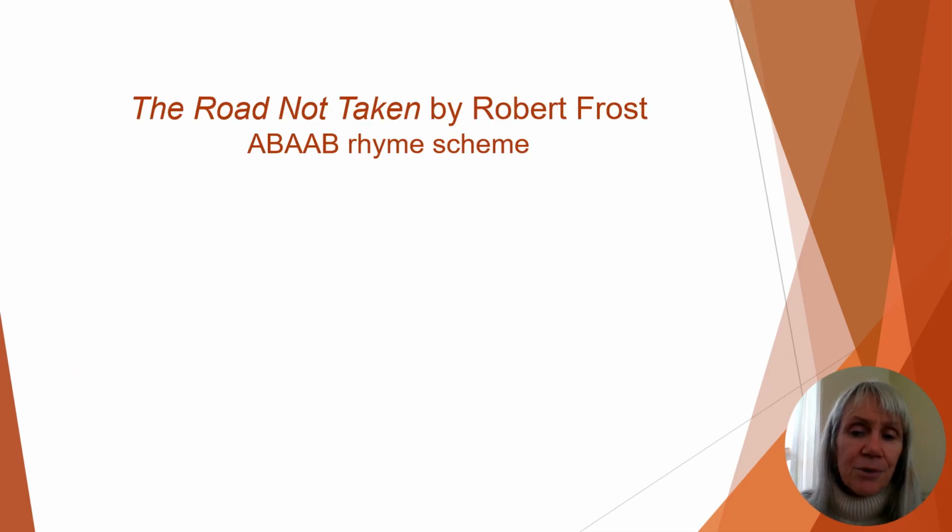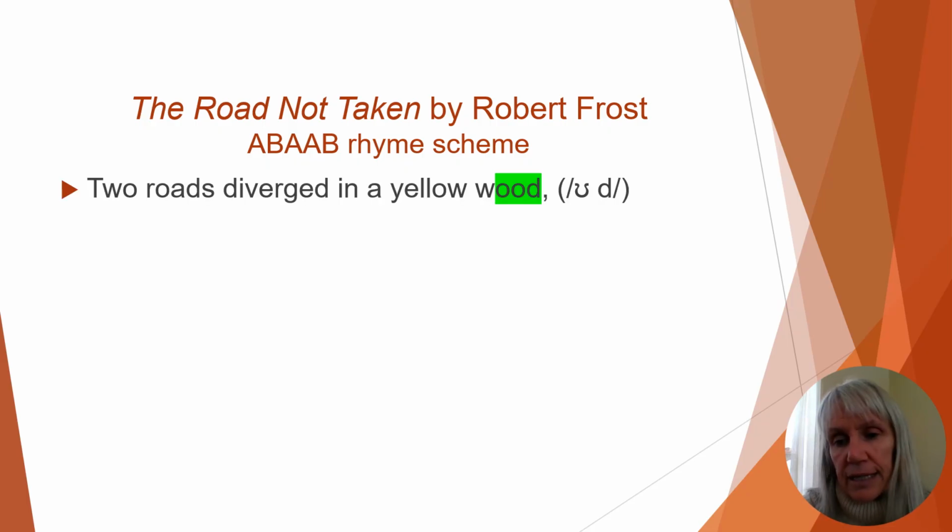So I'm going to begin with a very famous and common English poem that was written by a poet by the name of Robert Frost, who is from New Hampshire in the United States. He passed away in 1963. Anyway, he wrote this very famous poem called The Road Not Taken. Now, this poem has a rhyme scheme of A-B-A-A-B.